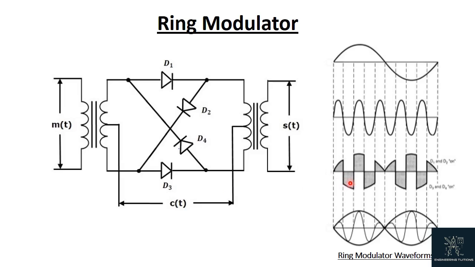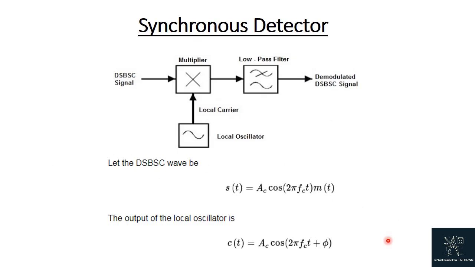This results in a 180-degree phase shift in the resulting DSB-SC wave. From the above analysis, we can say that the four diodes D1, D2, D3 and D4 are controlled by the carrier signal. Now, detection of DSB-SC.